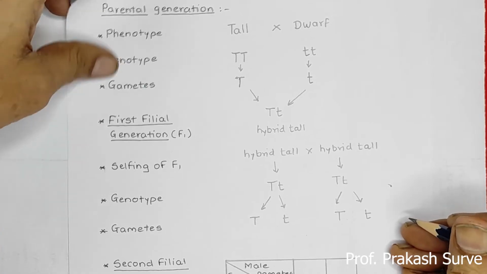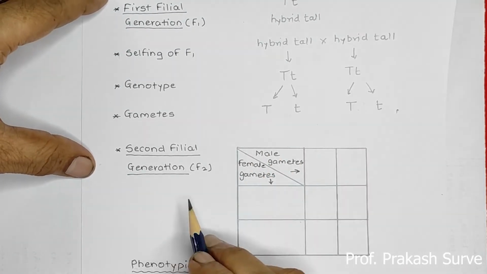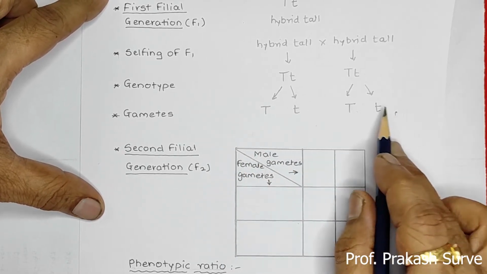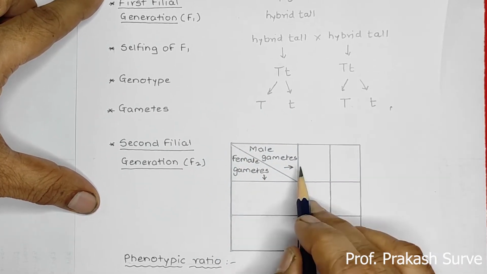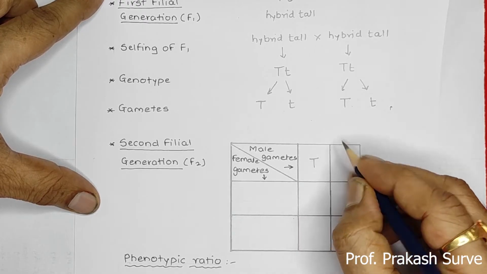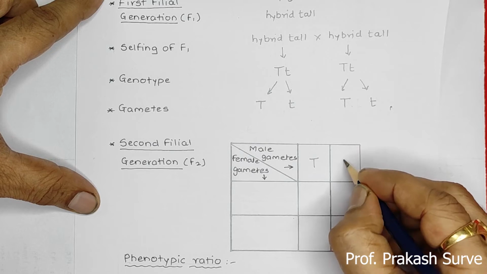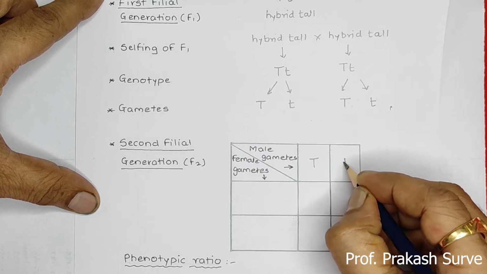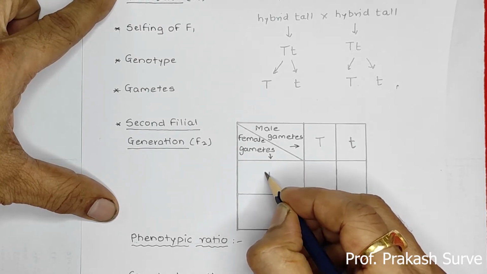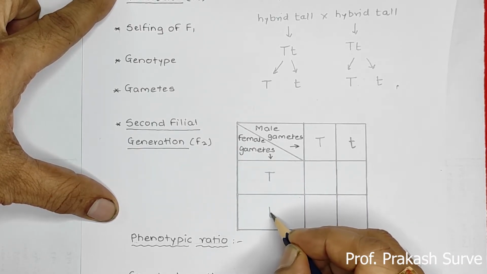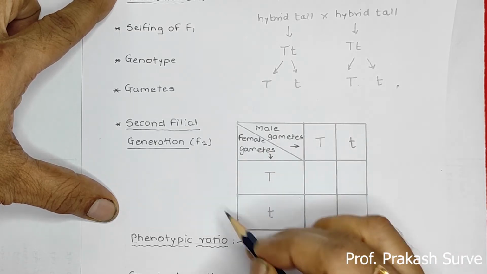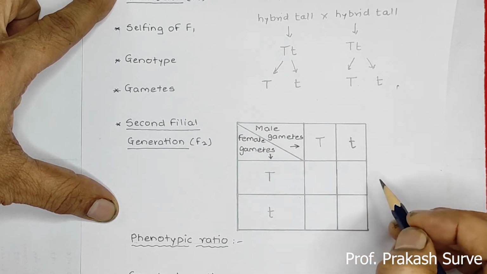Now in the second filial generation, the F2 generation, these gametes are considered male and these gametes are considered female. For the male we mention capital T and small t. In the same way, for the female we mention capital T and small t. So these are the male gametes and these are the female gametes. This is called the checkerboard or Punnett square method.